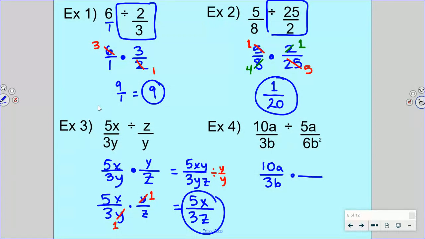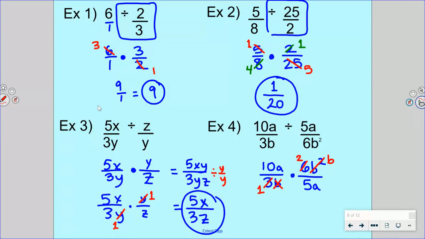First, let's convert. The multiplicative inverse of 5a over 6b squared would be 6b squared over 5a. Now we go ahead and say, yep, we have some cross-reducing to do. 3 divided by 3 and 6 divided by 3. Meanwhile, they both share a b as well. B divided by b completely cancels out. Meanwhile, b squared divided by b leaves a single b.